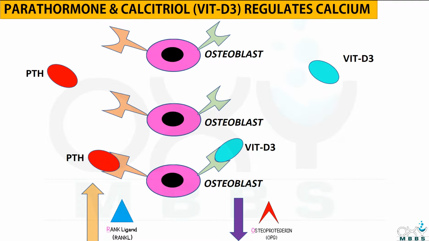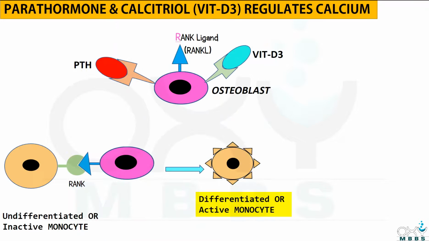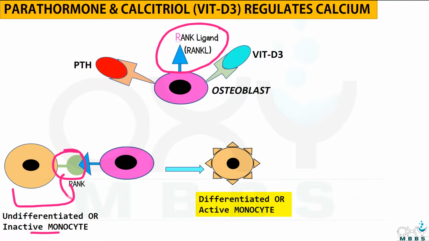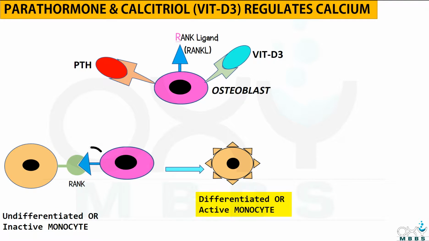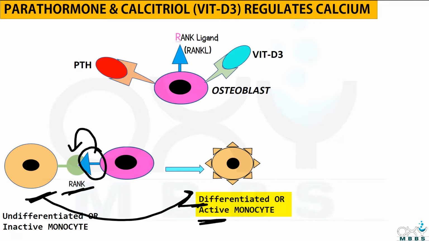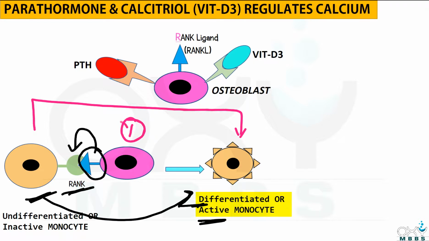And now, as you all know, what will these RANK ligands do? So here is the surface RANK ligand protein, and these are undifferentiated or inactive monocytes, and this is RANK, which is a receptor for the RANK ligand. The cell surface RANK ligand binds with the cell surface RANK and activates the monocyte, and the monocyte is now differentiated or active. In this differentiation, first one cell contacts the other cell, so it is cell to cell contact differentiation.